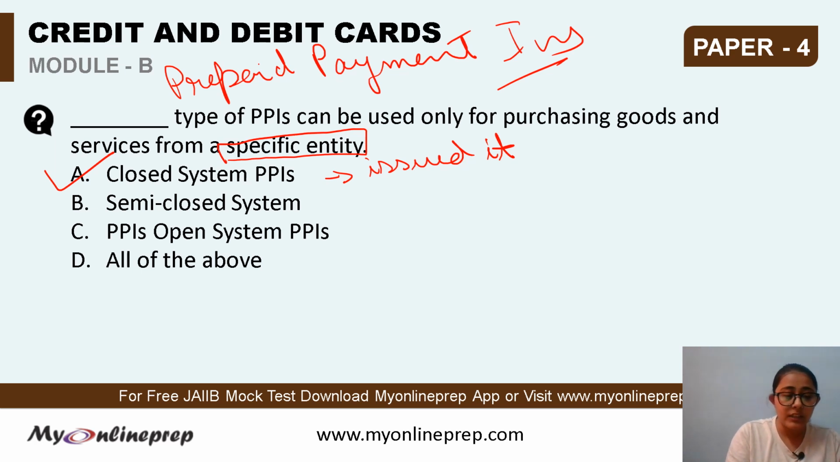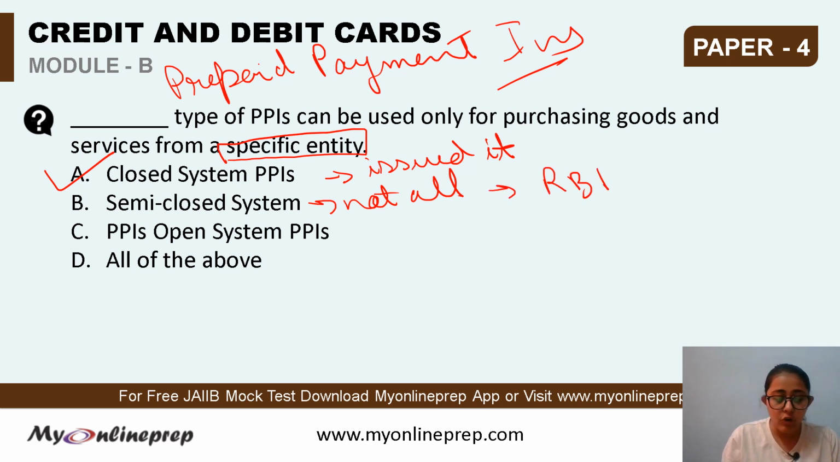सेमी क्लोज क्या होता है? सेमी क्लोज होता है जिसमें some entities allowed but not all. Not all. These are the semi closed. It can be used in multiple establishments but not all. And under these systems can only be issued by the banking institutions that are approved by the RBI, or the non-banking institutions that are authorized by RBI.